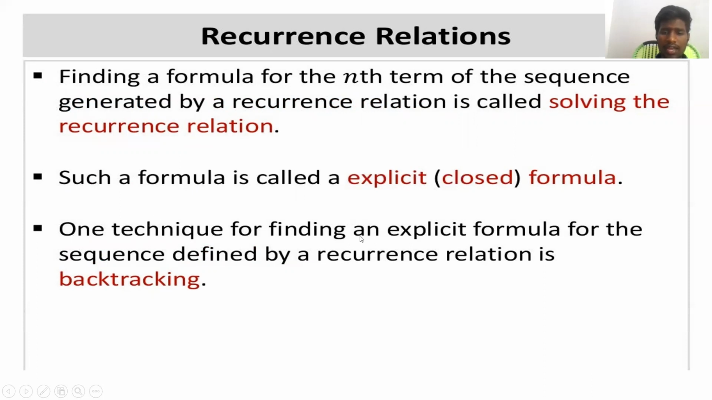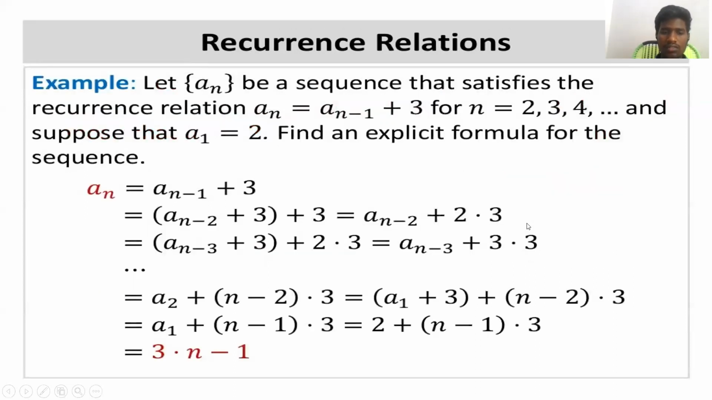One technique for finding an explicit formula for the sequence defined by a recurrence relation is backtracking. By using backtracking, we can find the formula, and it is very easy. For example, let a_n be a sequence that satisfies the recurrence relation a_n equals a_(n-1) plus 3 for n equal to 2, 3, 4, and so on, and suppose that a1 equals 2.